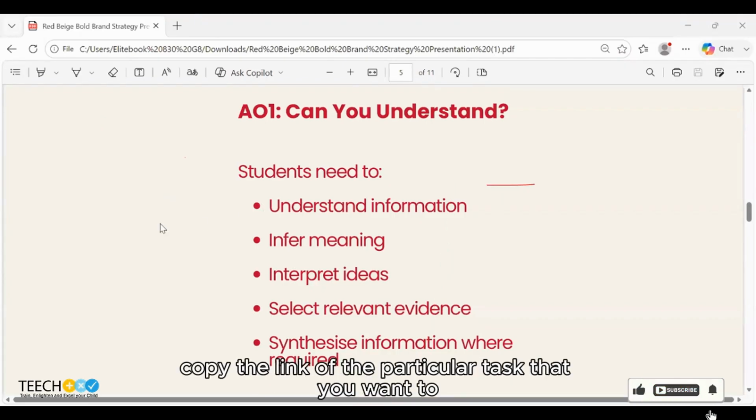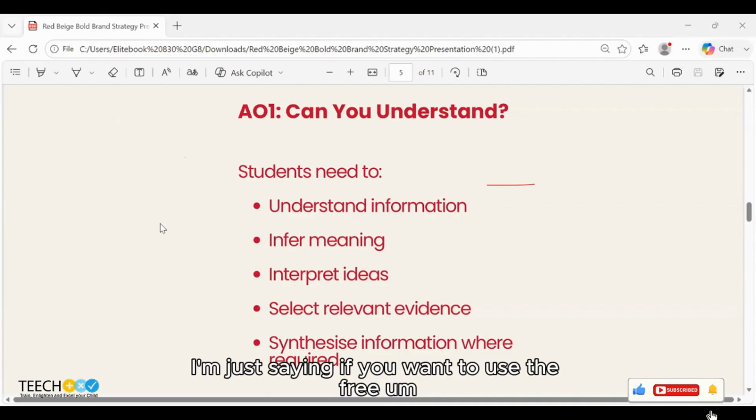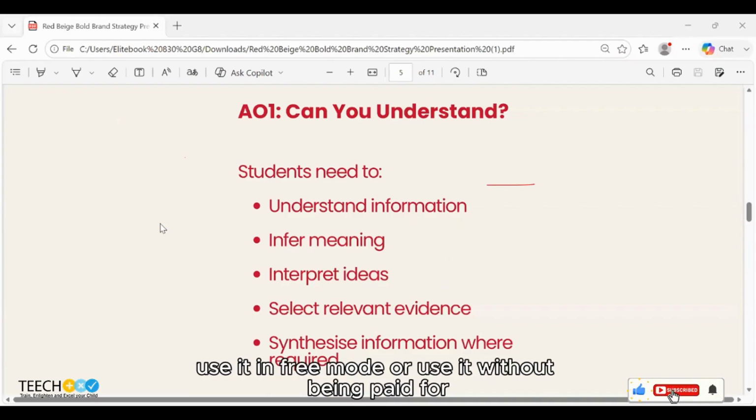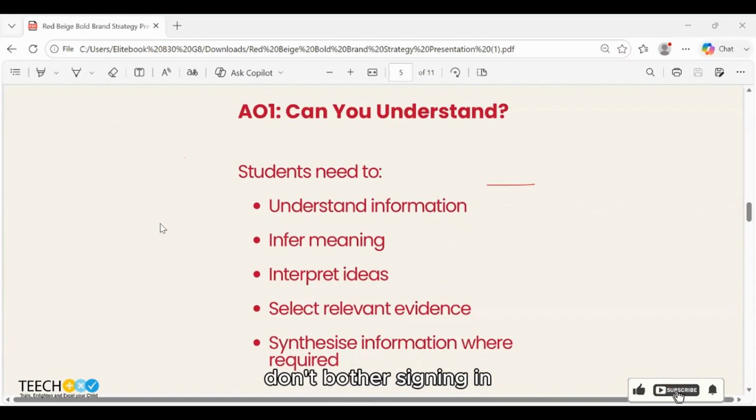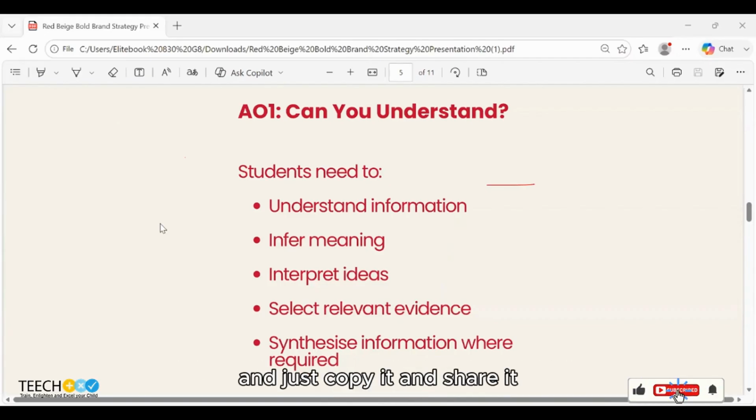You can still go to the site, copy the link of the particular task that you want to do. So what I do, I don't even bother signing in. I don't bother signing up. If you want to use it in free mode, or use it without paying, don't bother signing in. Click on the website and then search for the class, the age and the class that you want to teach or the topic, and just copy it and share it.